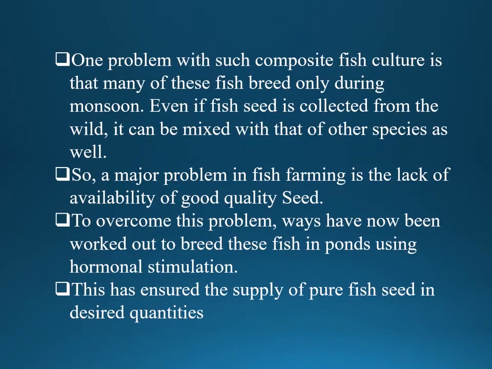Okay, here is one problem with such composite fish culture, where we keep two or three fish together. There may be a problem as one fish may breed only during monsoon, or another has a different growth season. So even if fish seed is collected from the wild, it can be mixed with that of other species as well. Another problem with this composite fish culture is that many of these fish breed only during the monsoon season.